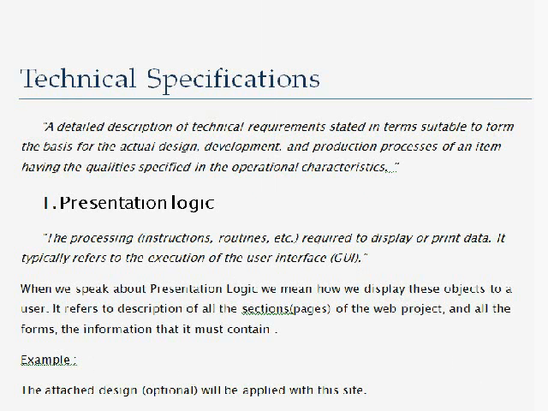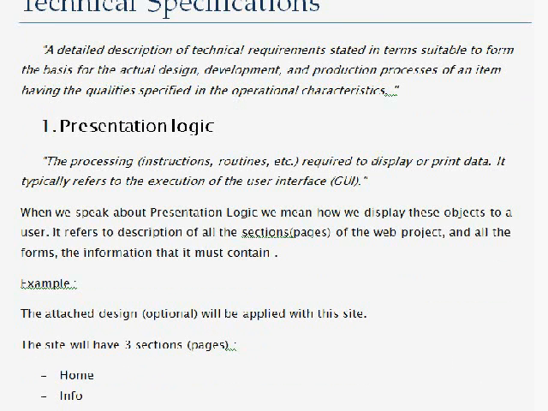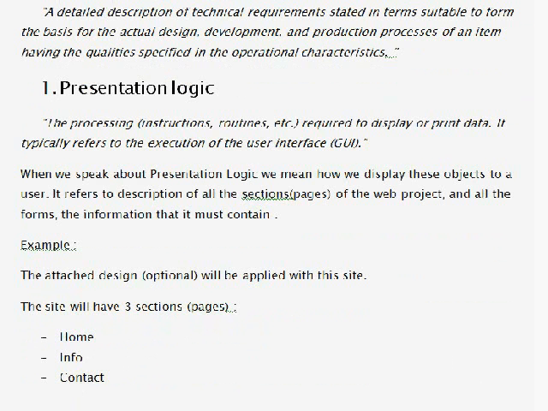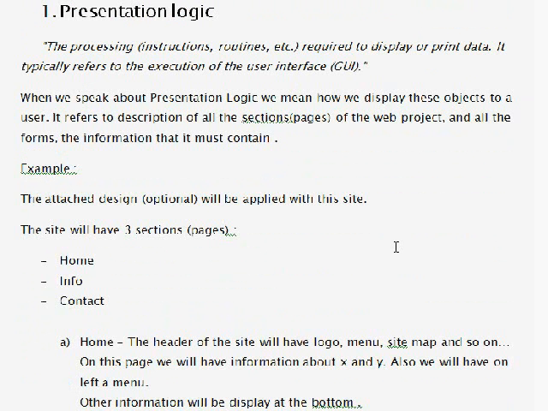Technical Specifications. A detailed description of technical requirements stated in terms suitable to form the basis for the actual design, development, and production processes of an item having the qualities specified in the operational characteristics.